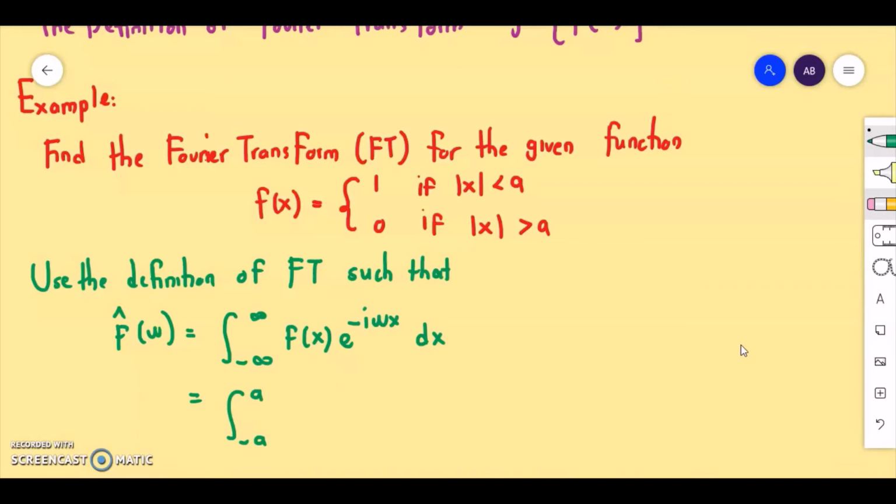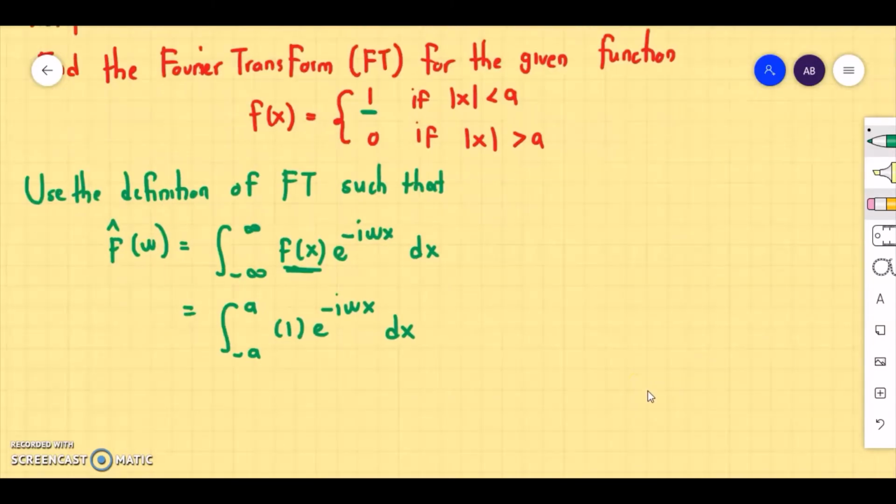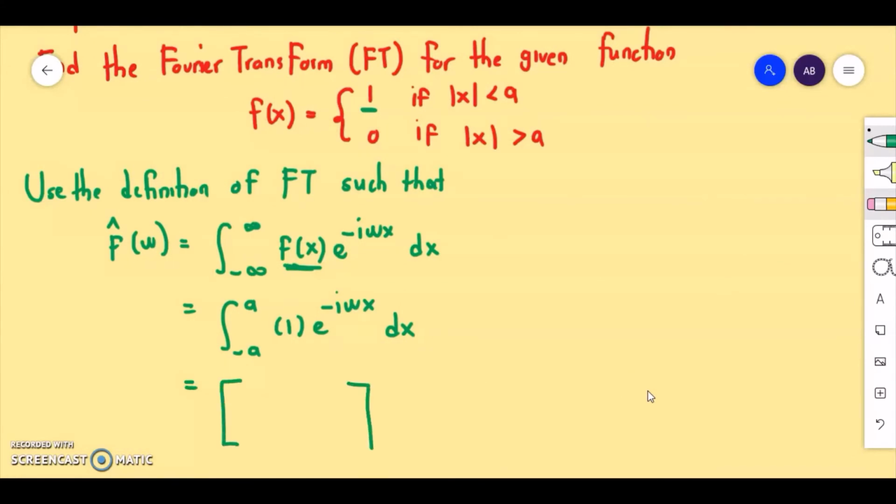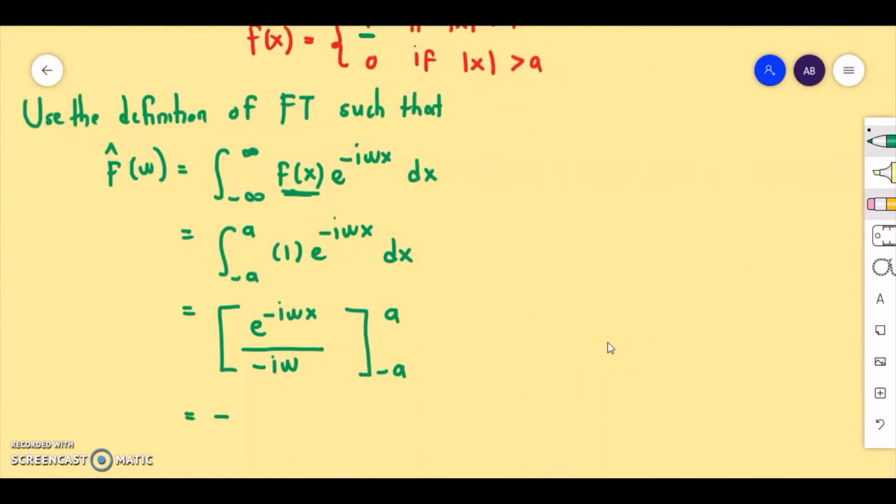Let's consider the 1 first, because for the 0 you don't have to integrate. So f(x) is 1, and we have e^(-i omega x) dx. I don't see any difficulty in integrating this. That gives e^(-i omega x) over negative i omega, from minus a to a. Taking out the constant for now, which is i omega, I have e^(-i omega a) minus e^(-i omega (-a)).